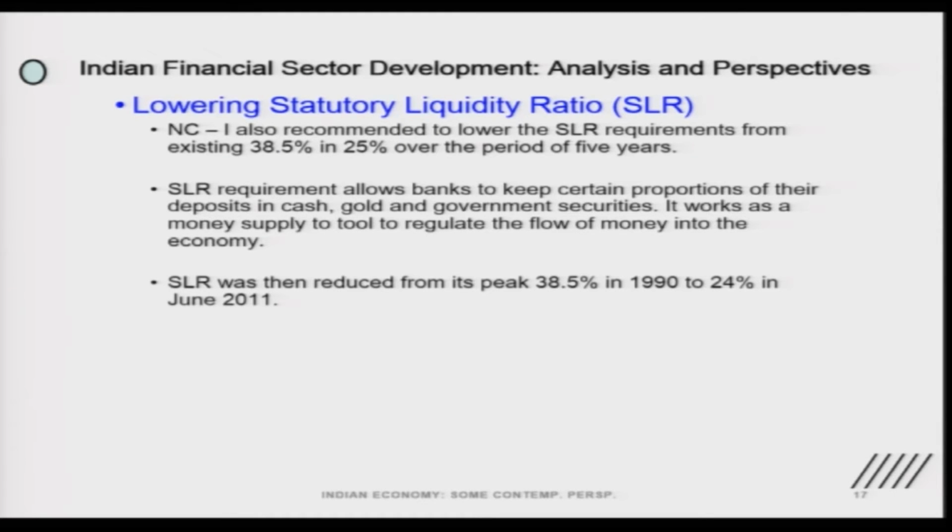So, that is why the CRR and SLR requirements are really important to understand, and how at that time the Narasimhan committee had recommended the adjustment in the SLR requirement, and it was told that it should be reduced to 25, but now we have gone further, now we have almost 18%. And SLR was then reduced from its peak 38.5% in 1990 to 24% by June 2011.